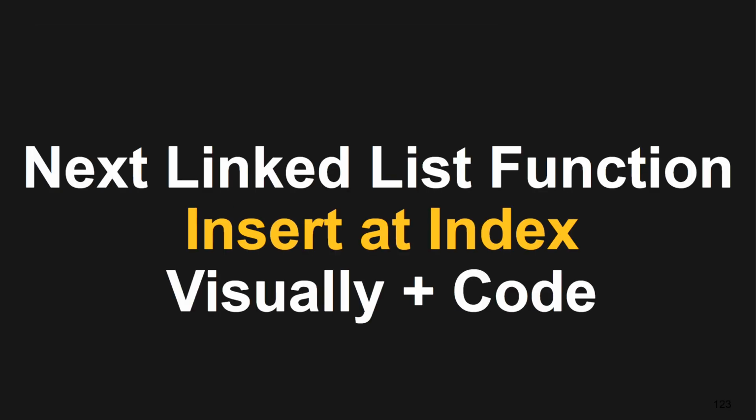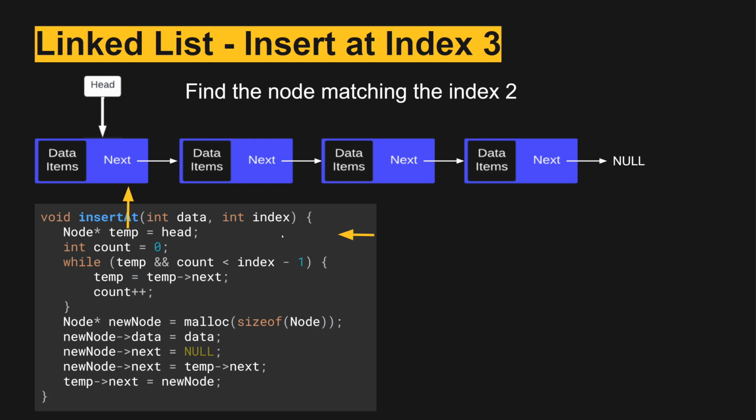Now let's look at this with the visualization and code. First things first, we're going to do a search for the proper index. In this case, we want to insert at index 3: 0, 1, 2, 3. So that means that we want to insert in between these two right here. And our goal will be to find that index -1, so we find the previous first. And that's what this should do.